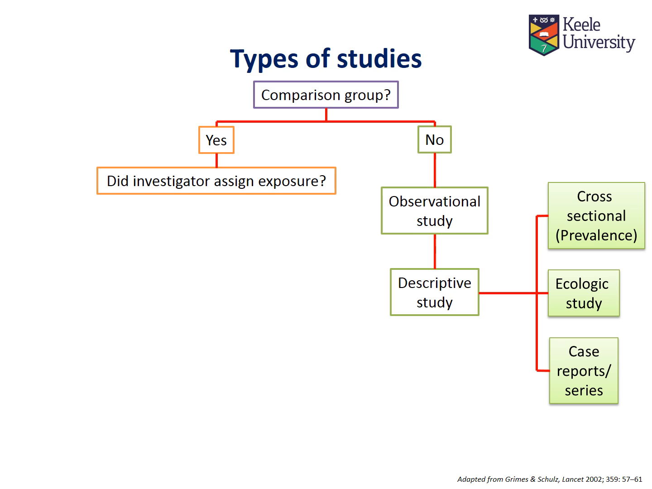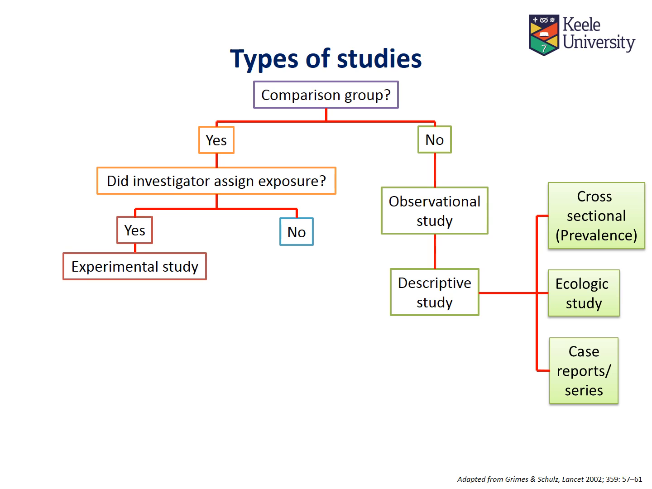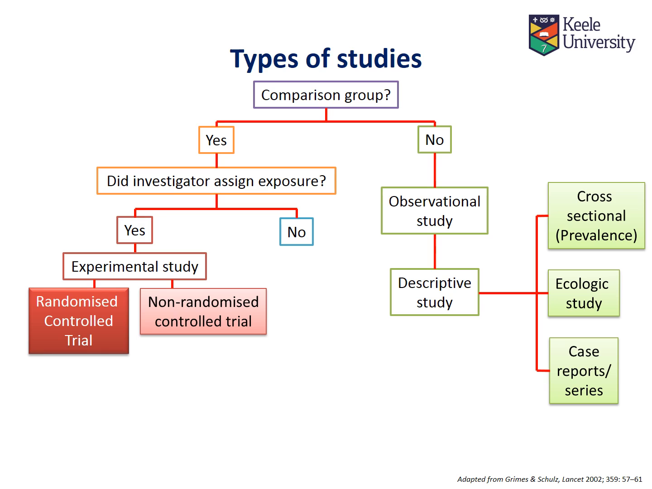If there is a comparison group, then the next key question is whether an investigator was involved in assigning the exposure rather than the exposure happening naturally. If there was an investigator involved, then this is called an experimental study. So somebody intervened. And if this intervention or the assignment to exposure was done randomly, then this is called a randomized controlled trial. If it wasn't, then it is a non-randomized controlled trial.